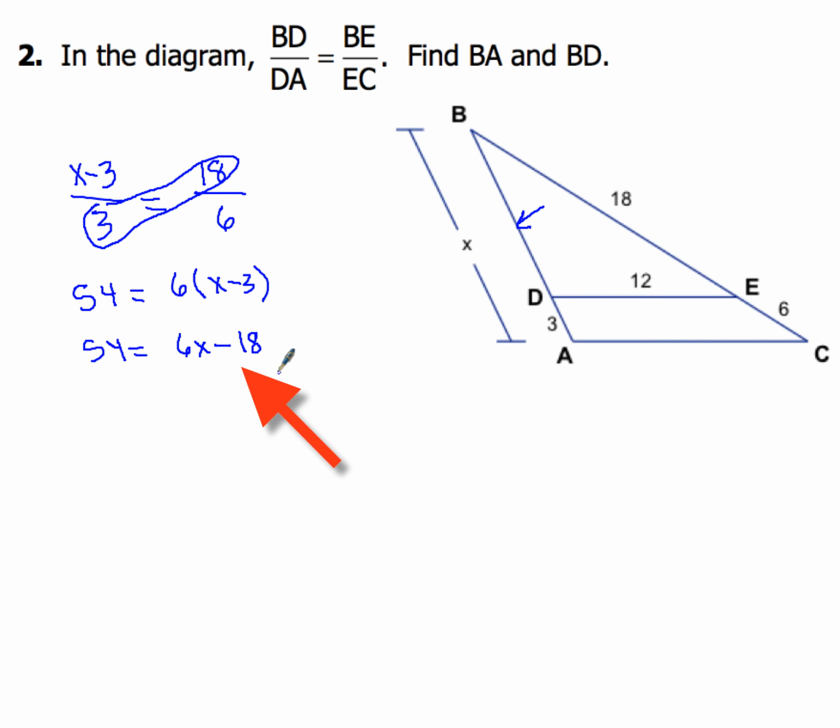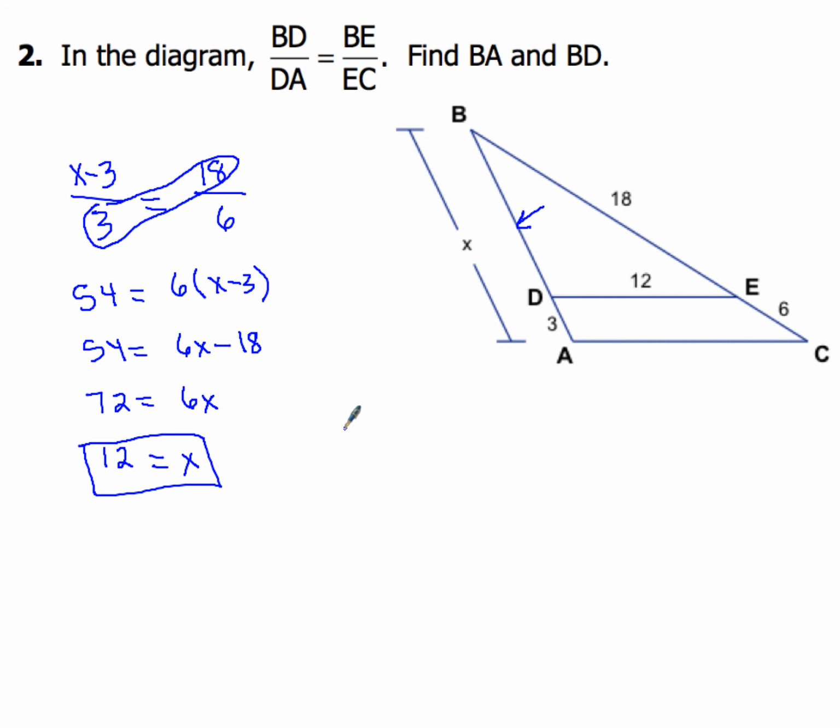Now, if I add 18 to both sides, I'll end up with 72 equals 6x. All right, now, the thing that I want to do next to solve for x is divide both sides by 6. So when I do that, I will get a value of 12 for x. All right, so I'm done, right?